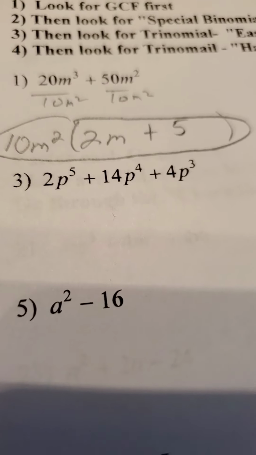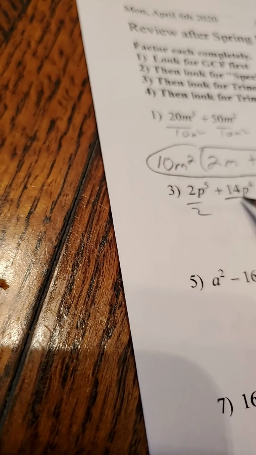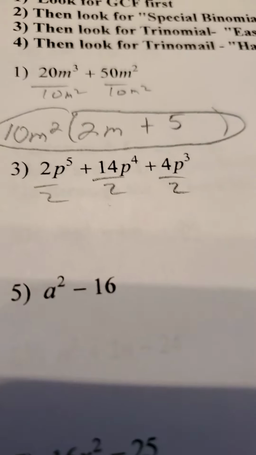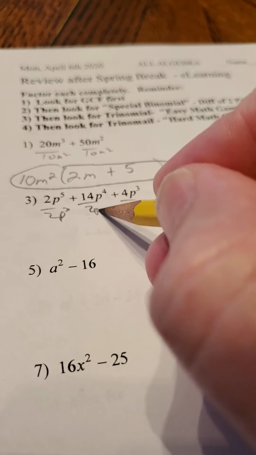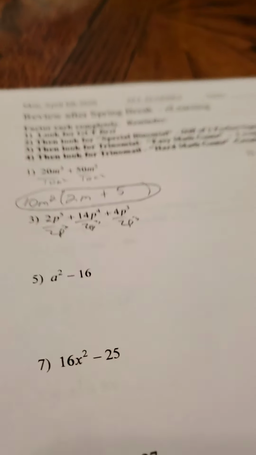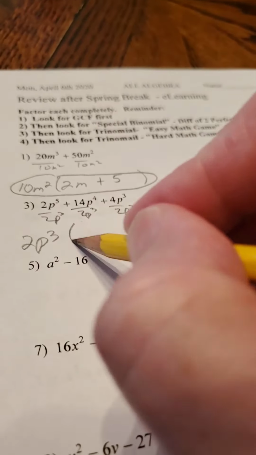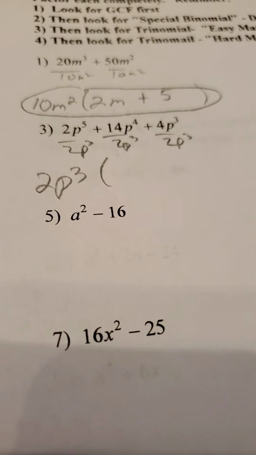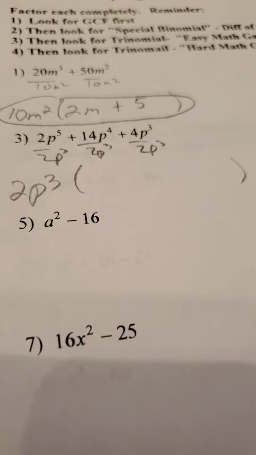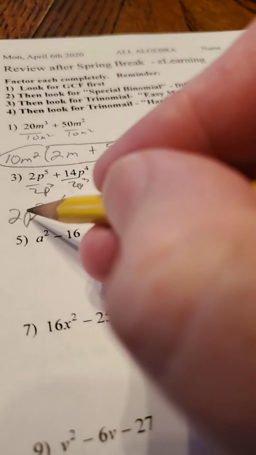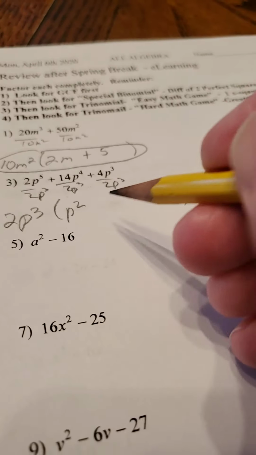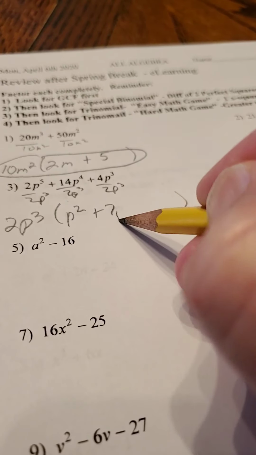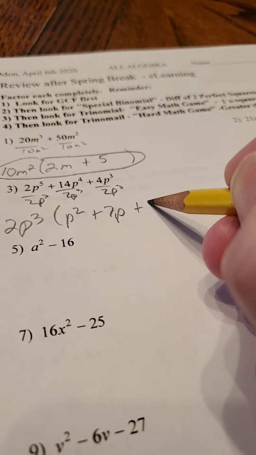Problem 3. They all can be divided by 2. And they all have a p to the third in common. So I can divide or pull out a 2p to the third. And then just divide, or times what? Divide by 2, you get 1. Divide by p to the third, you end up with a p to the second, plus 7p plus 2.